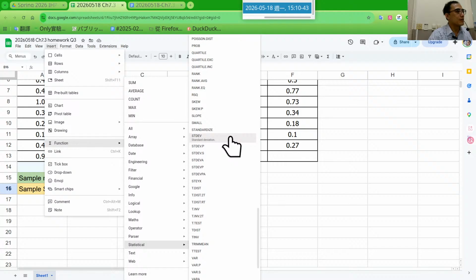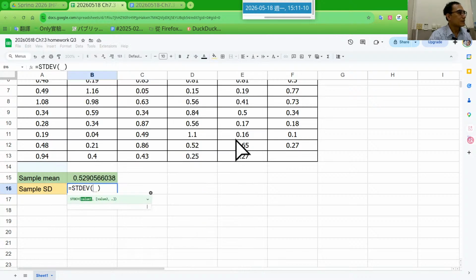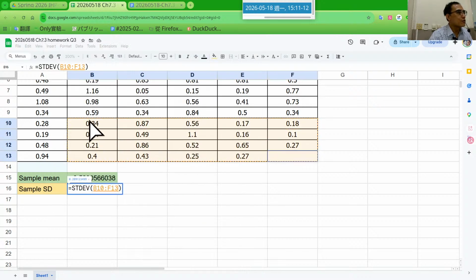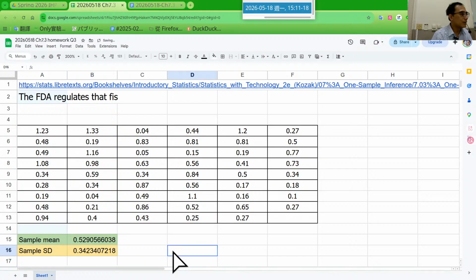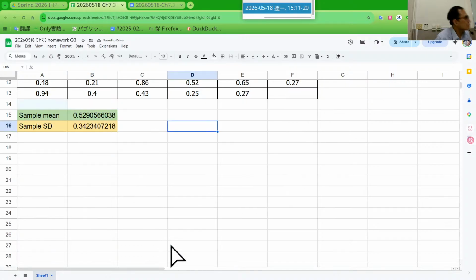Generally, we can use this one, or you can use that one. P is for population. We don't need that. We use .S or .A. Either one is okay. I think the answer is the same. Click and select the range. Then click. So far, okay?